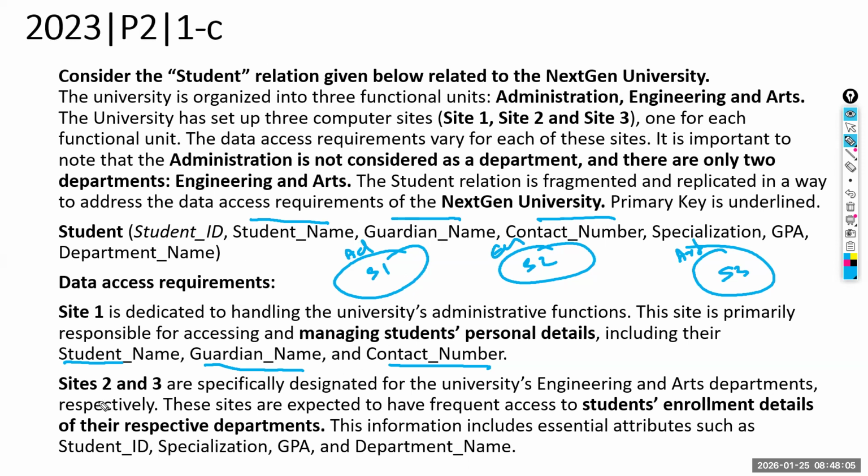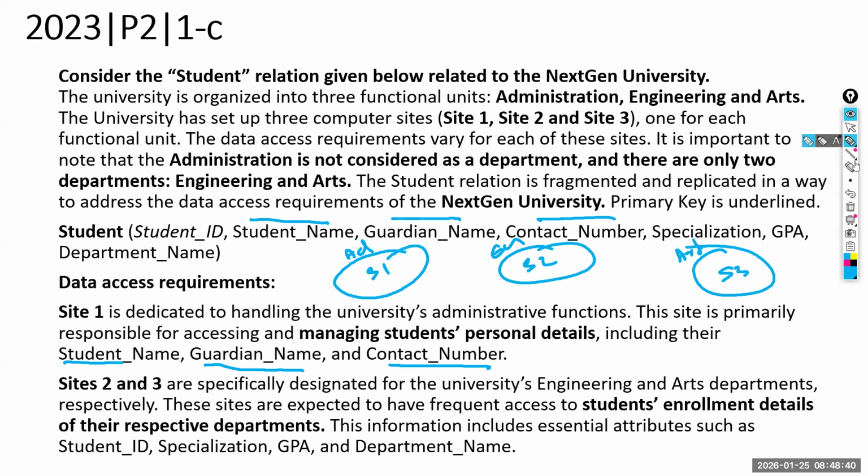Site 2 and Site 3 are specifically designed for the university's engineering and art departments. So this is engineering, this is art department. First, you need to take the question to your world. Respectively, these sites are expected to have frequent access to students' enrollment details of their respective departments. This information includes essential attributes such as student ID, of course, both need student ID, specialization, GPA, and department name.